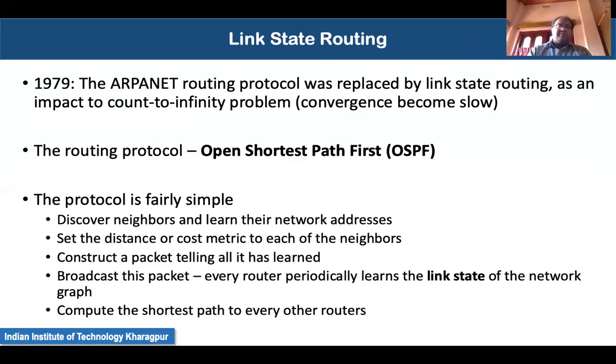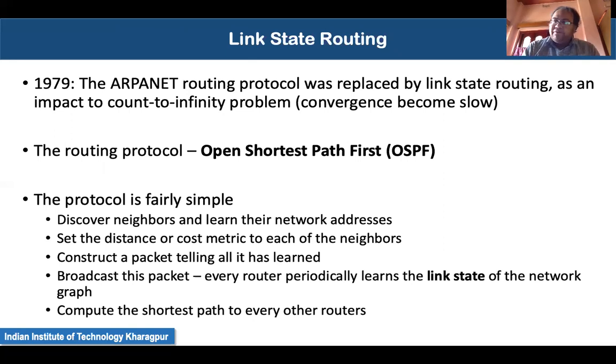So the basic RIP protocol was replaced by Open Shortest Path First, or OSPF. OSPF is a link state routing protocol. Just like in distance vector routing, we exchange the distance vector information among the nodes, in link state routing, we exchange the link state information among the nodes. Now, why are we moving from the distance vector routing protocol to the link state routing protocol?